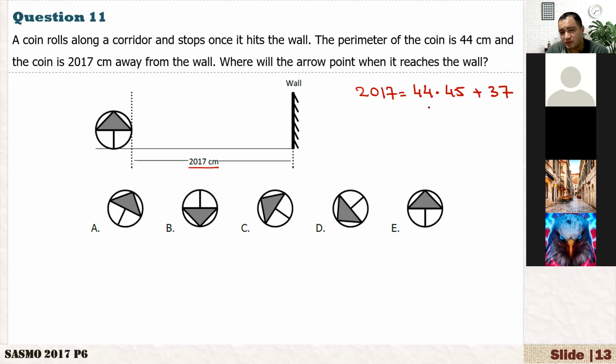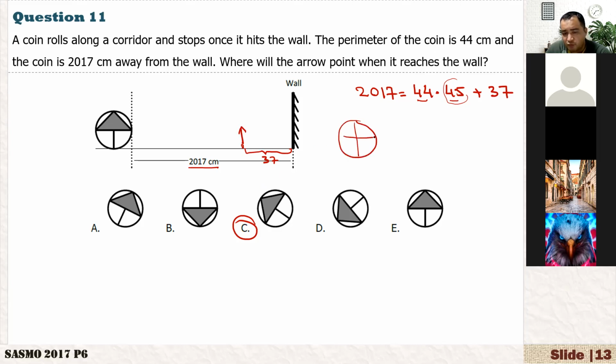Here, 2017 is equal to 44 times 45. So when the coin rolls, it's D or... No, the answer is C. You know why, Sadiq? Because when the coin rolls 45 times exactly, let's say the coin is now here. Now the distance between the coin and the wall is 33 centimeters. Now still, the arrow points upward, right? So now what is the distance?